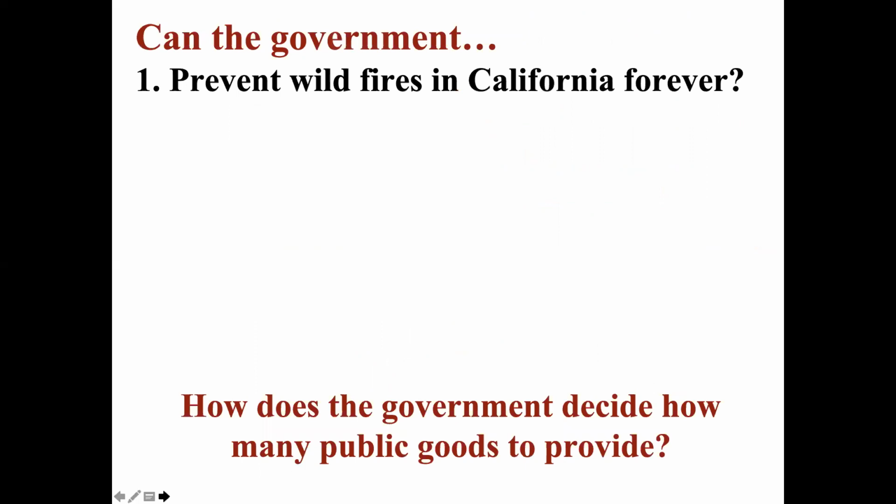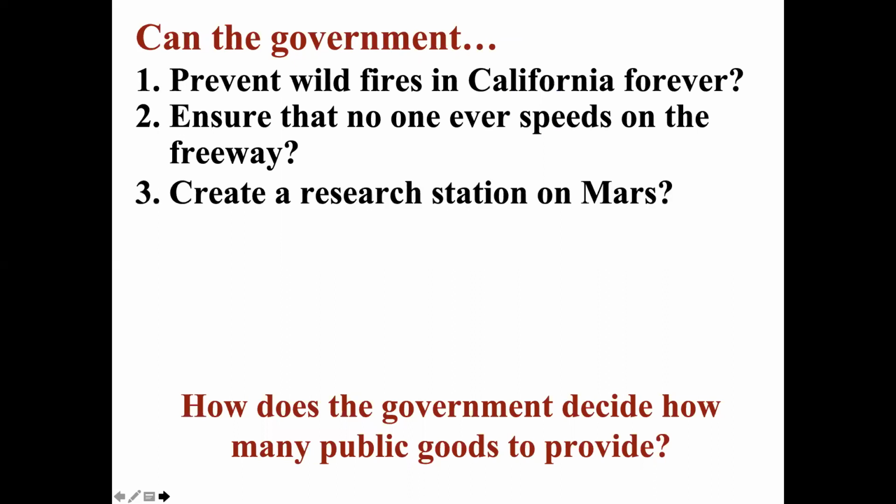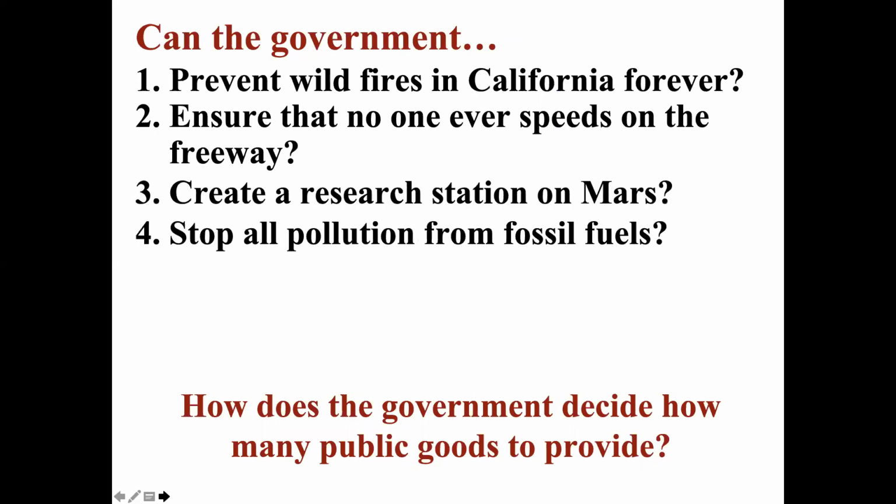So we can broaden our discussion a little bit beyond parks. You can pause and think about some of these kind of brain teasers on your own if you'd like. I want you to think about, can the government prevent wildfires in California forever? So could the government stop every single wildfire from ever happening again in California? Could the government ensure that no one ever speeds on the freeway at all? Could the government create a research station on Mars? Could the government stop all pollution from all fossil fuels?